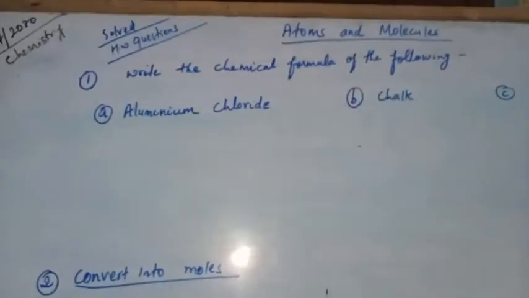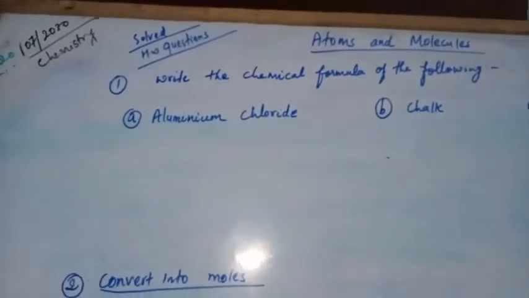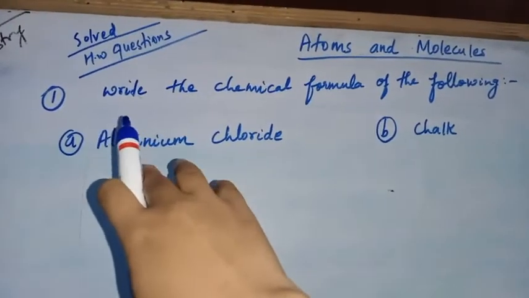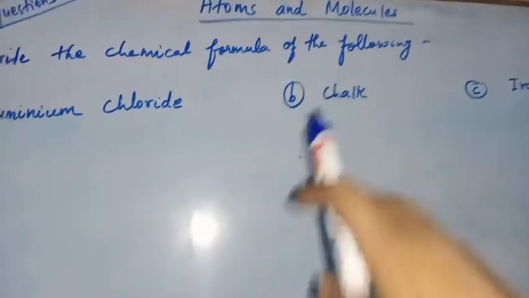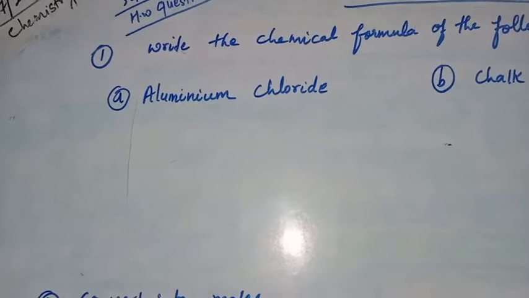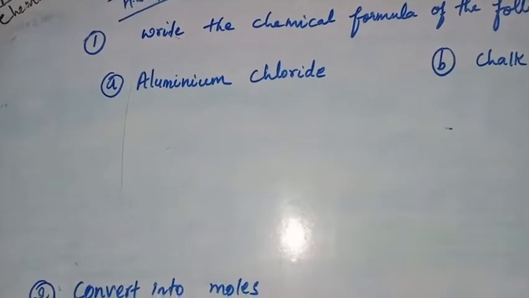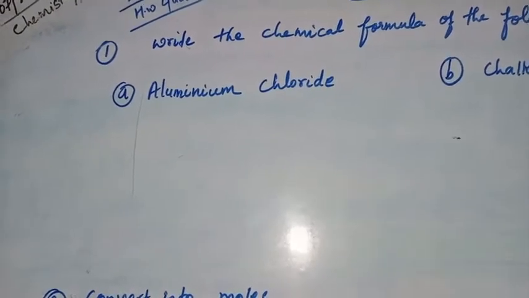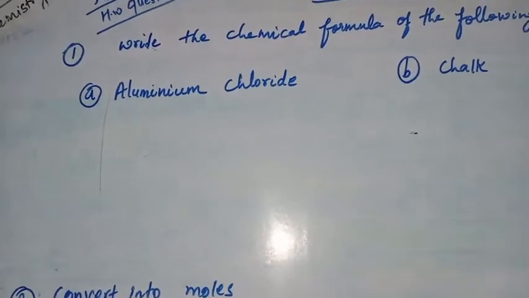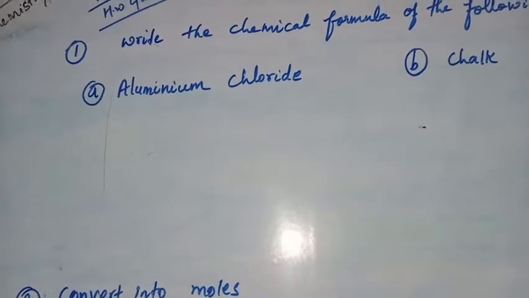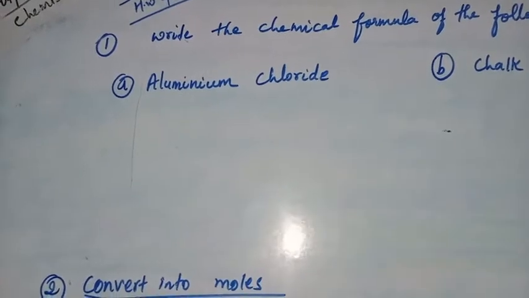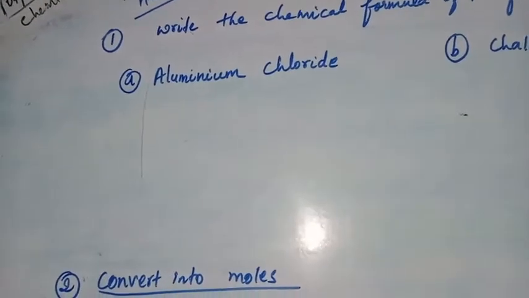We will see some homework questions. The first homework question was: write the chemical formula of the following. There you had to show the chemical formula of the following compounds by the 6x method. So instead of just writing the chemical formula directly, I expected you to first show me the 6x, and most of you have done it also.